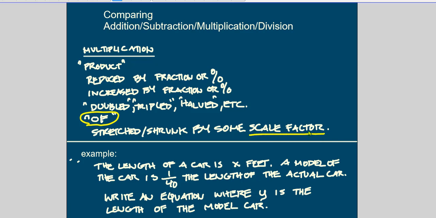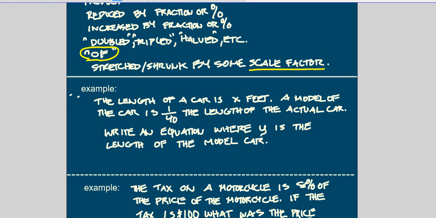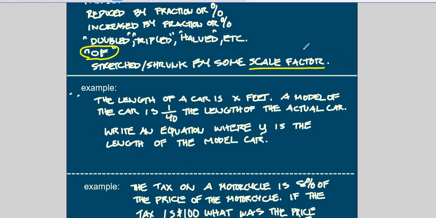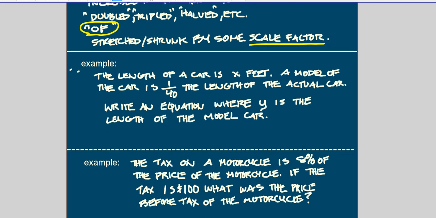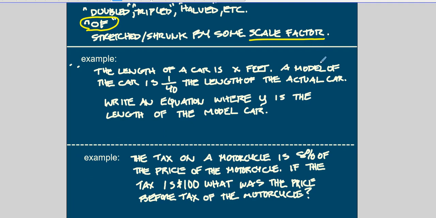Okay, scale factor is a magnification or a shrinkage. So if I double something, if I have a magnification factor of 2x, the scale factor is 2. If I shrink something in half, the scale factor is 1/2, 1/2 of the original. Okay, so let's do some examples.